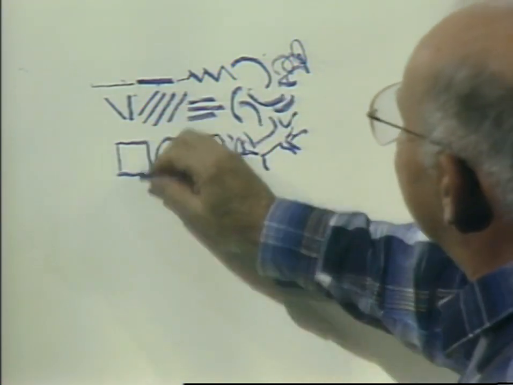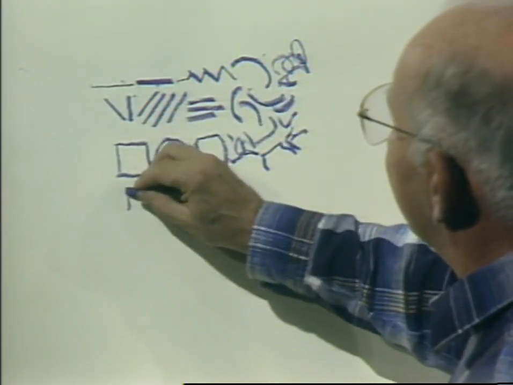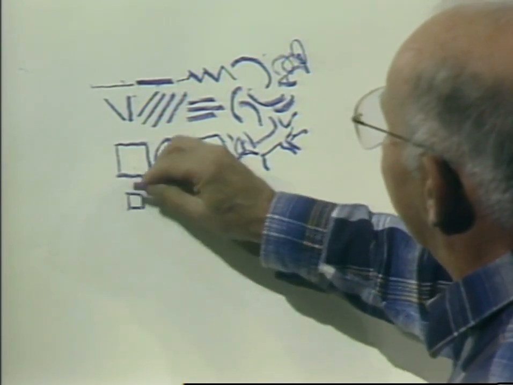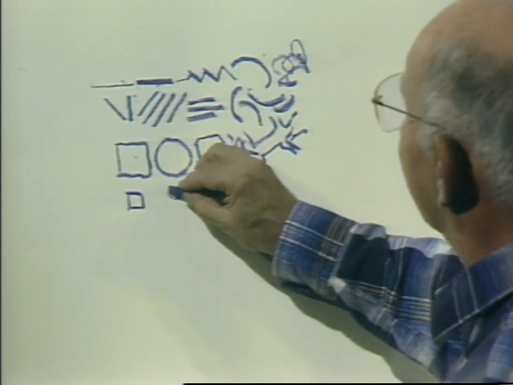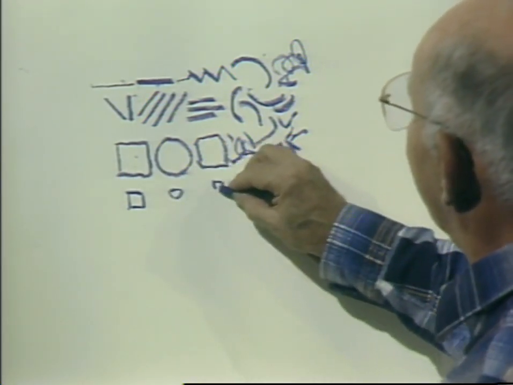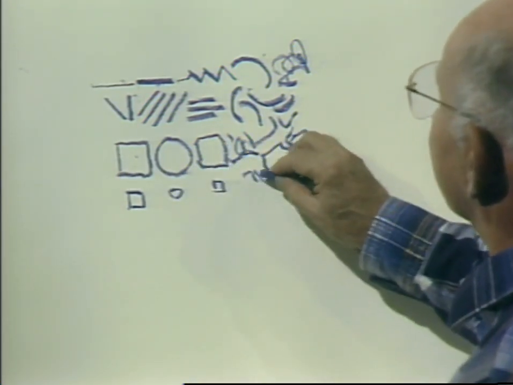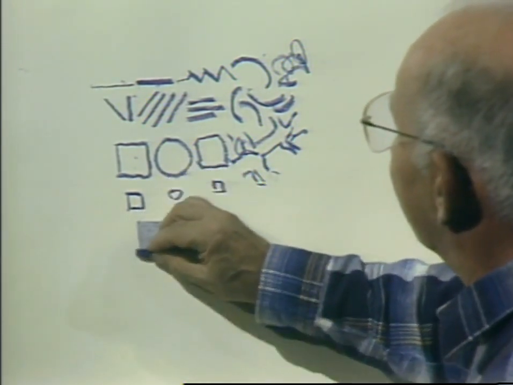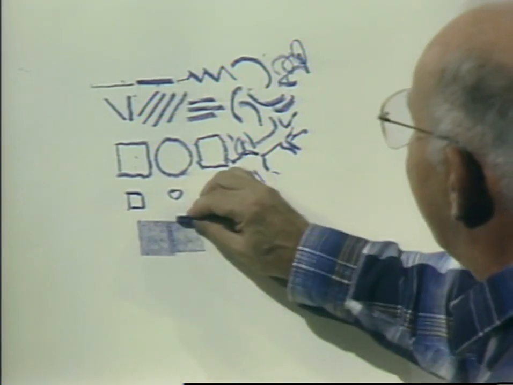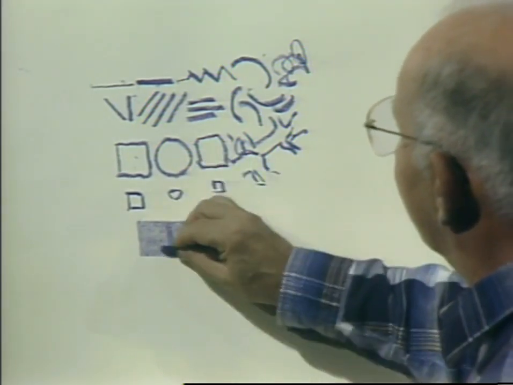Now size is a comparison. We can compare objects the same shape but different sizes. And that's one of the ways we get distance in pictures. And also we have tone or value. Now there's no line here. This is tone.